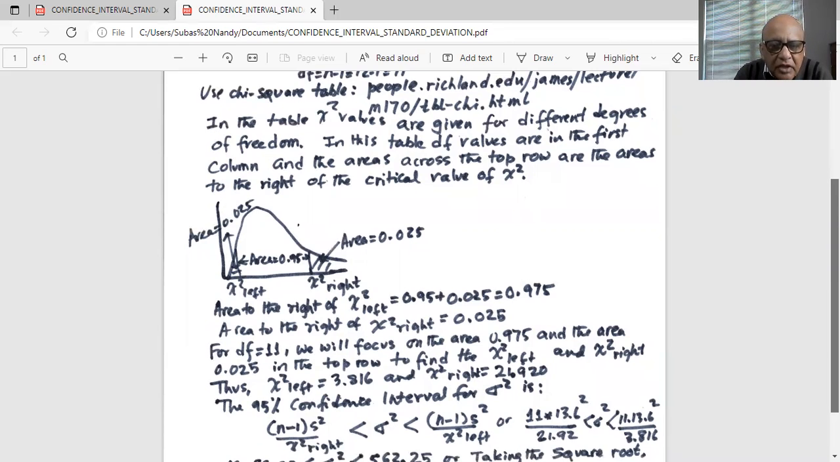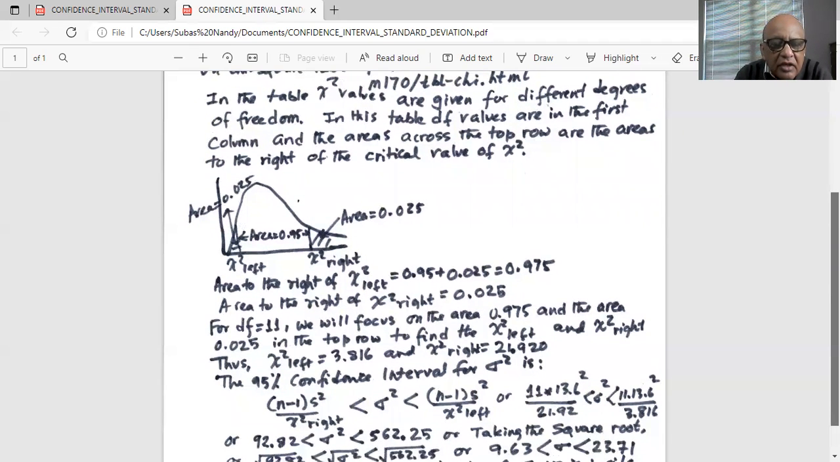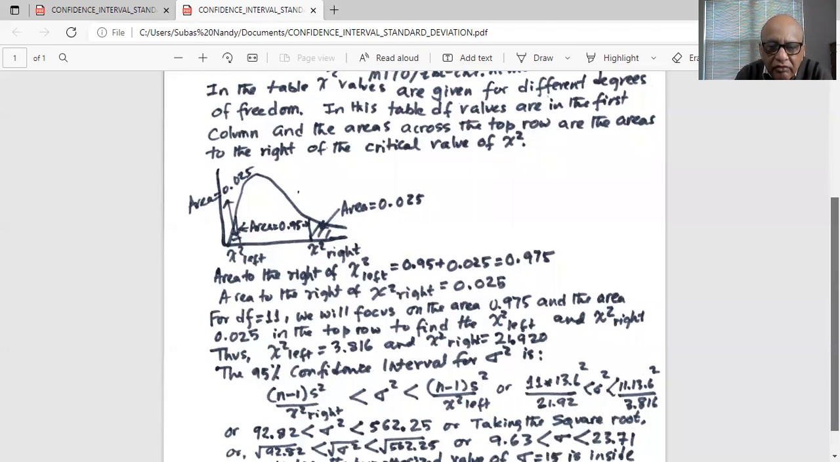So the 95% confidence interval for sigma squared, the variance, which is the square of the standard deviation, is n minus 1, sample size minus 1, multiplied by sample variance s squared, divided by chi-square right. This is the lower boundary of the confidence interval for the variance. And the upper boundary of the confidence interval for the variance is n minus 1 times s squared divided by chi-square left.